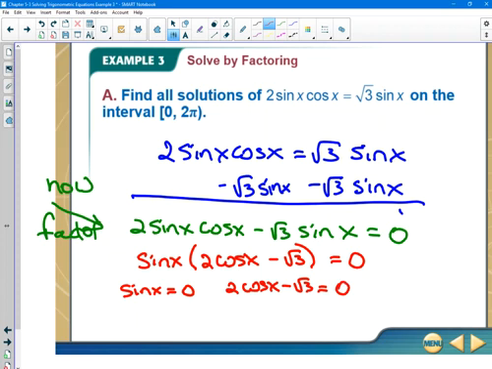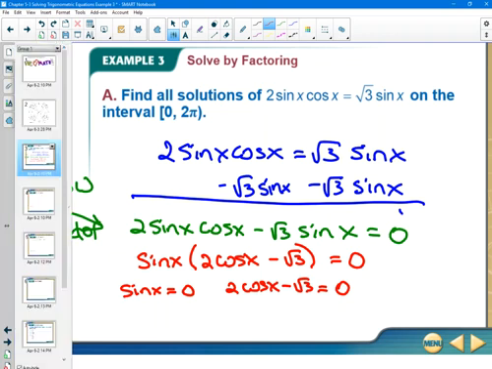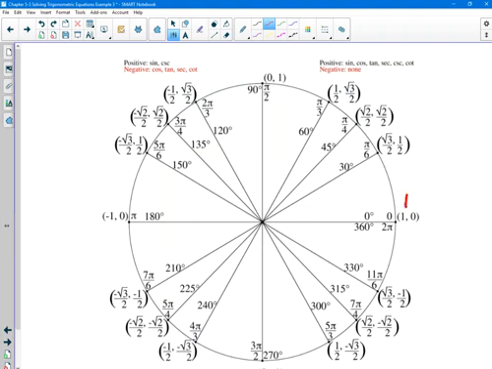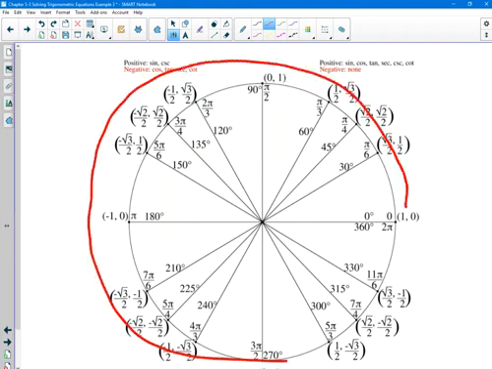This one is easy. Sine x equals 0 is easy, because then I'm going to be mindful of that. I'm going to go back and look at my unit circle. So for those who are needing to see my unit circle, where is sine x equal to 0 on the interval of 0 to 2 pi? And hopefully you remember that sine is y, cosine is x. So where on the unit circle do I have a 0 for sine?